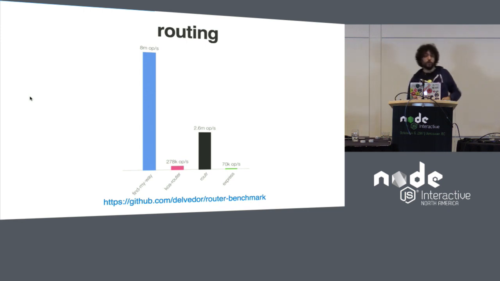This is for serving one single static route. So that's what it is. We have similar benchmarks for dynamic, parametric, regular expression, whatever you want. It's supported.